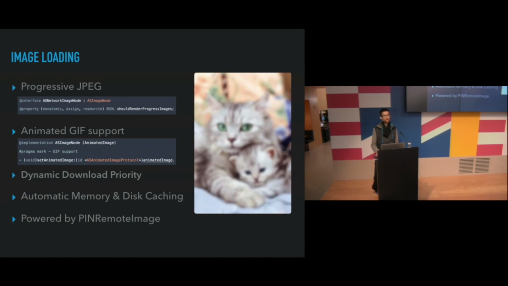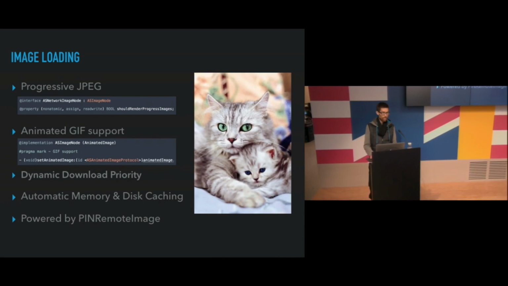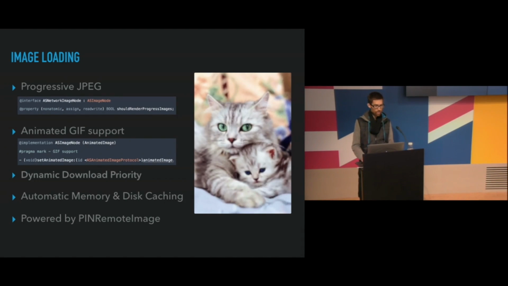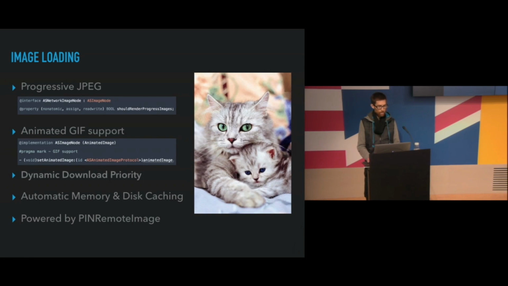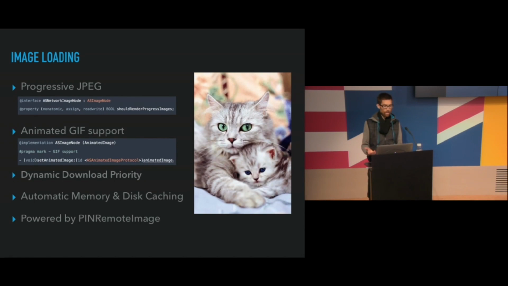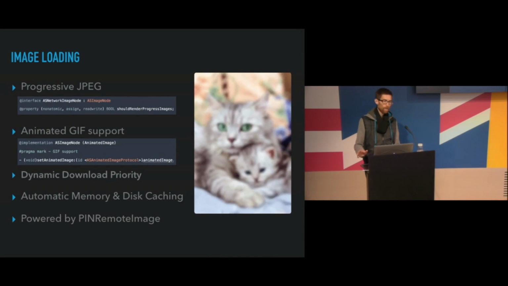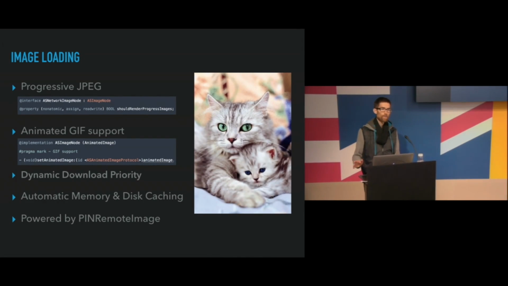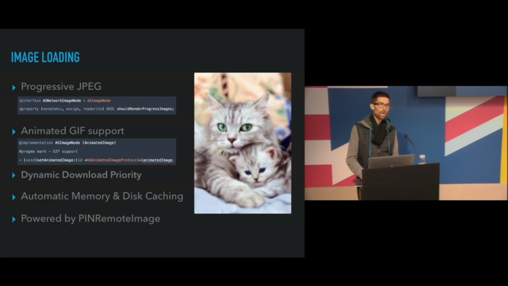Another thing is actually one of the most requested features, GIF support, and with PINRemoteImage we were able to support GIFs now, and it's the API that's called setAnimatedImage on ASImageNode. So because it's powered by PINRemoteImage, we got automatic memory and disk caching for free, and you get it for free too. And all is powered, as said, by PINRemoteImage, and PINRemoteImage is based on PINCache, and both are maintained by Pinterest, and improvements are going in from our side.